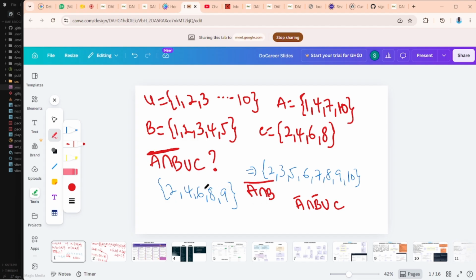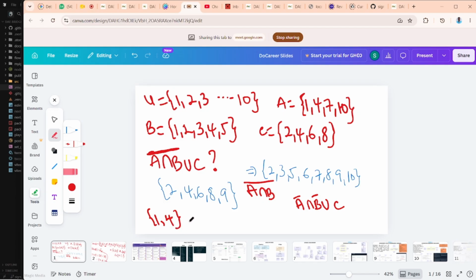So we have to find A intersection B first, then we bar that A intersection B. What is inside A and B, A and B intersecting? What is inside both? 1 is in both A and B. 4 is inside. And that's it. Yeah, so this is the A intersection B. Now we are going to do the bar of this.